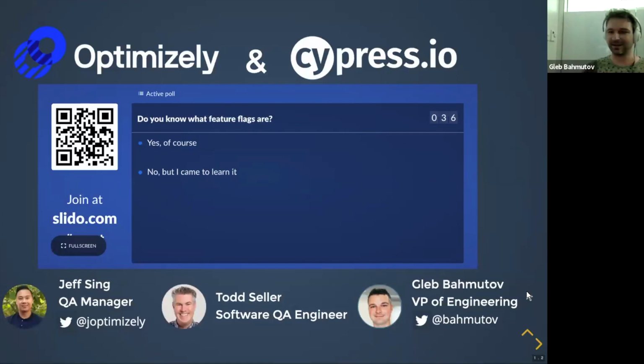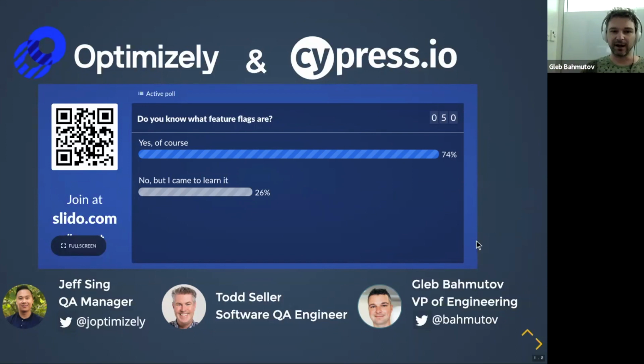Excellent. So I see people answering the questions. Let me show the results. Right now, I don't know why it's not showing the results live. It's supposed to. Okay, now here we go. I think you are at the right place then, right? 75% of our audience knows what feature flags are. So that means this webinar will really be targeted at the right audience. So with this said, Todd, why don't you take it away?